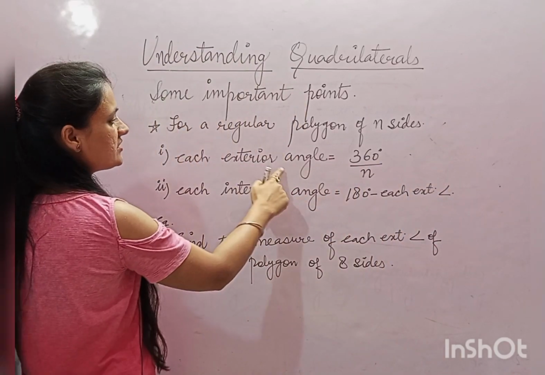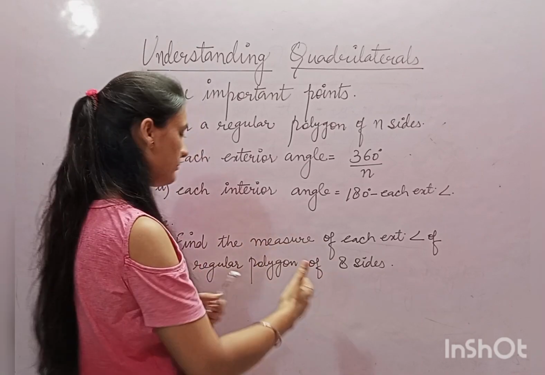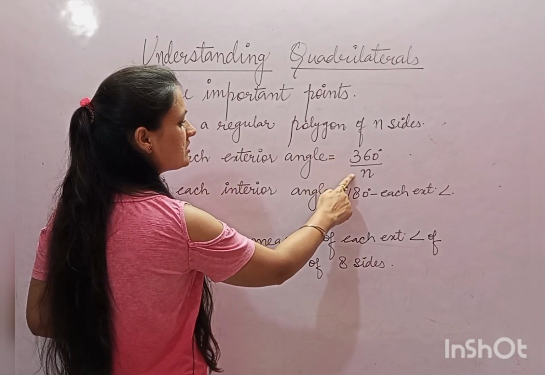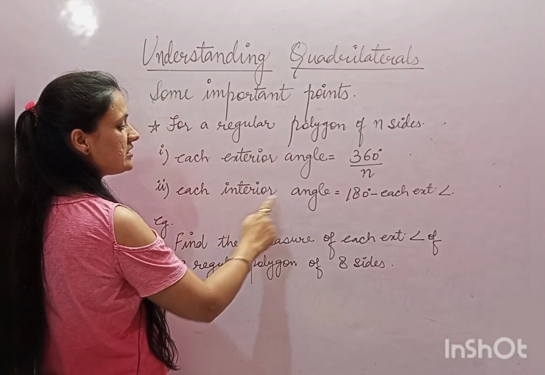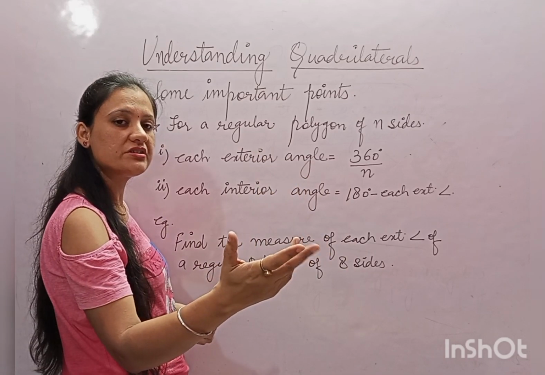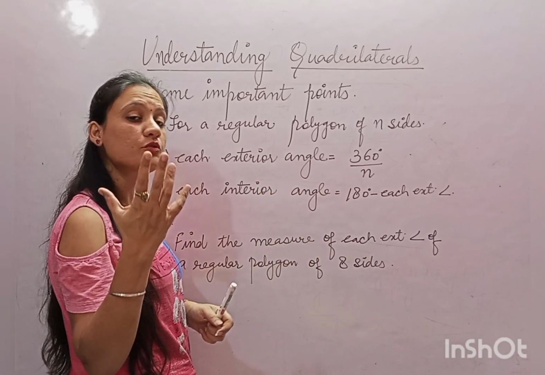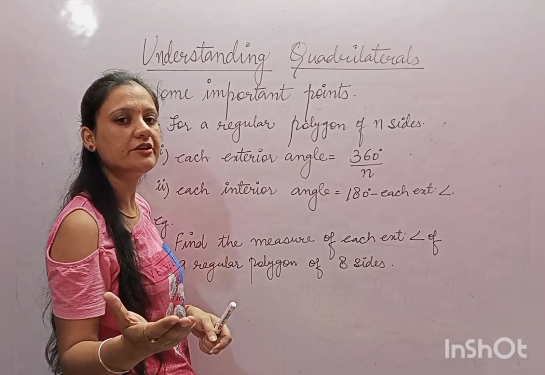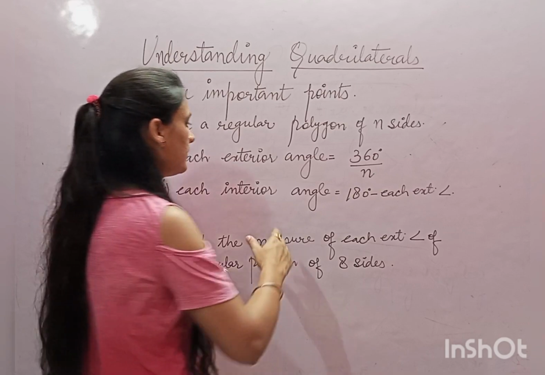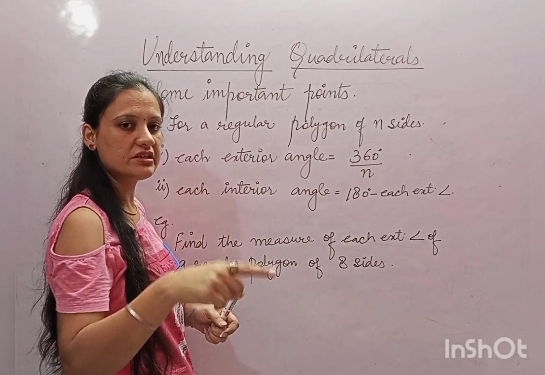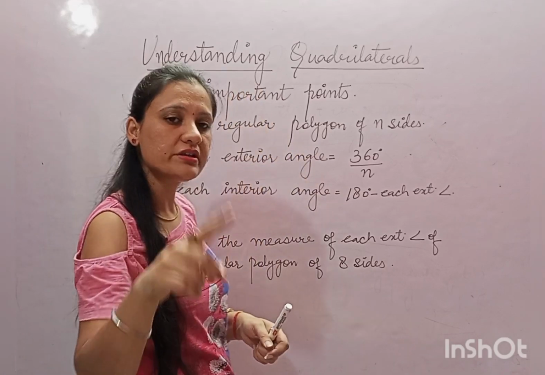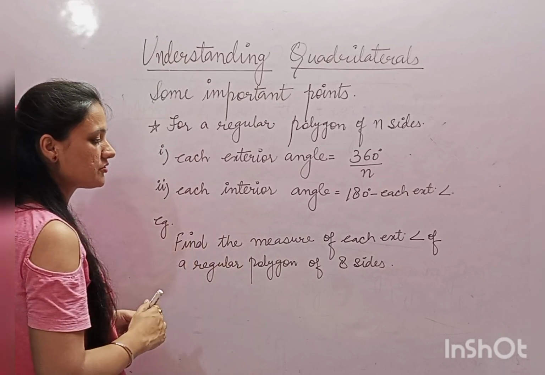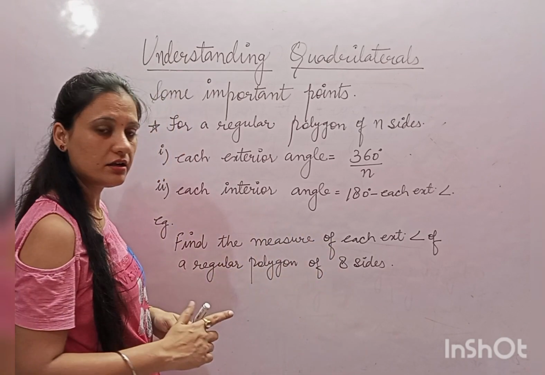So, each exterior angle, if the question asks you, and let's do one question also. The formula to find each exterior angle is 360 by n. And each interior angle, as I told you, the sum of interior and exterior angle is 180 degrees. If you know the exterior angle, you can easily find the interior angle by subtracting it from 180 degrees, right? And remember this, the sum of all exterior angles of a regular polygon is always 360 degrees.